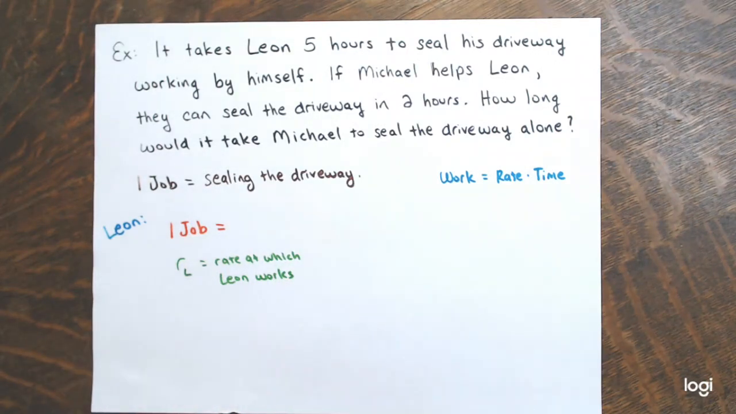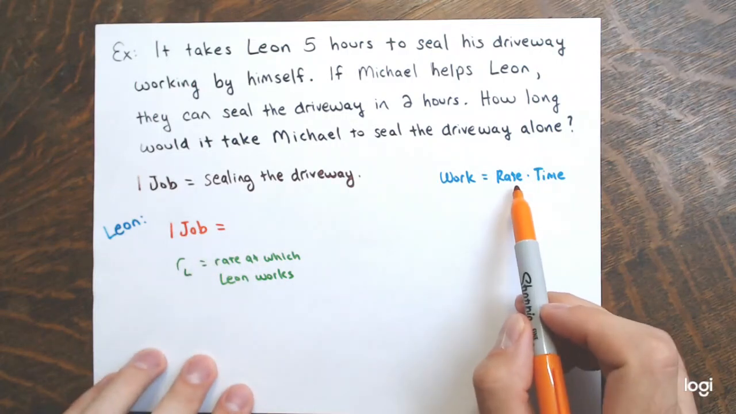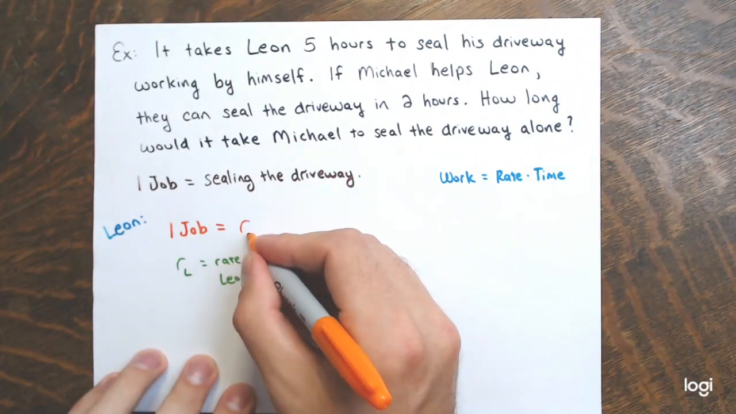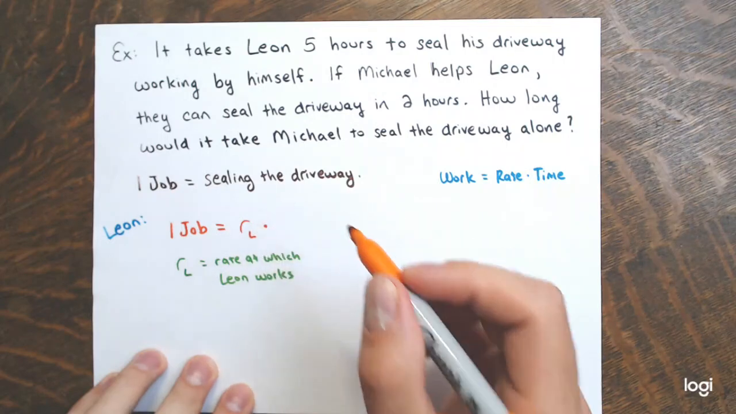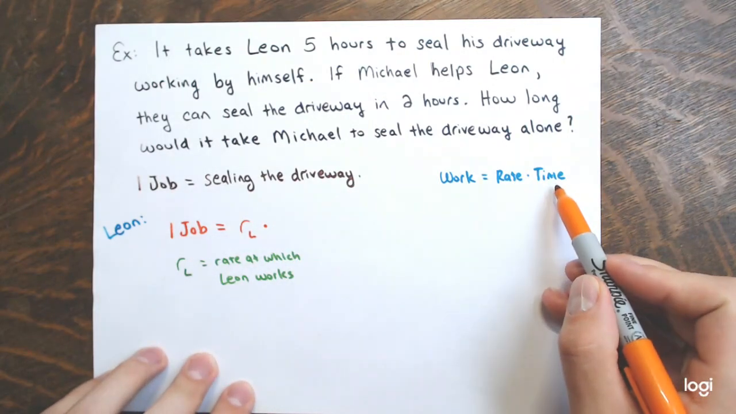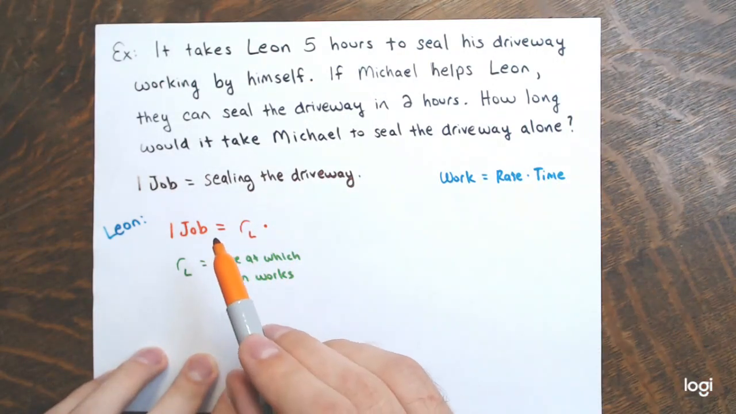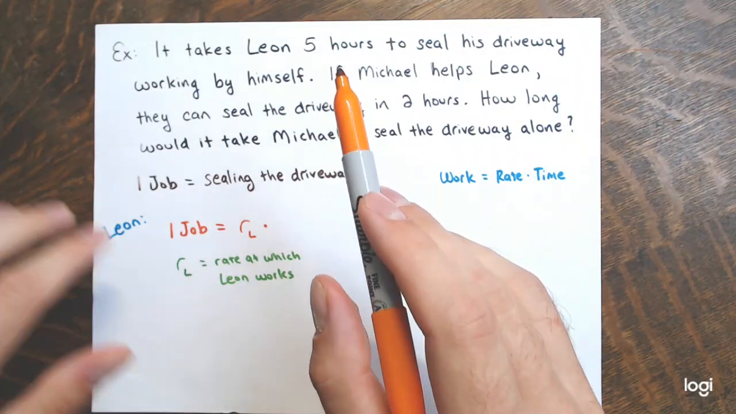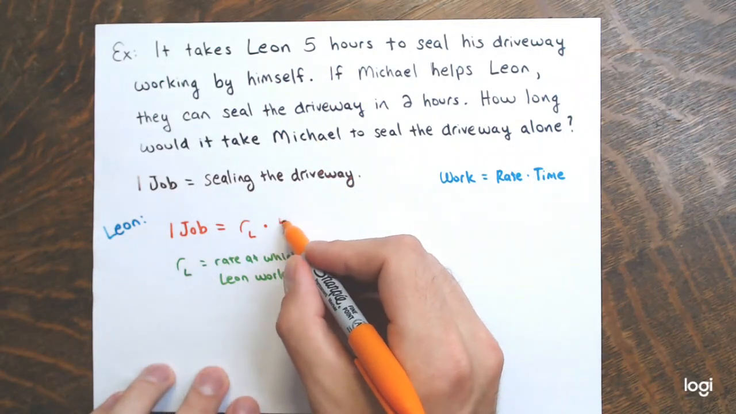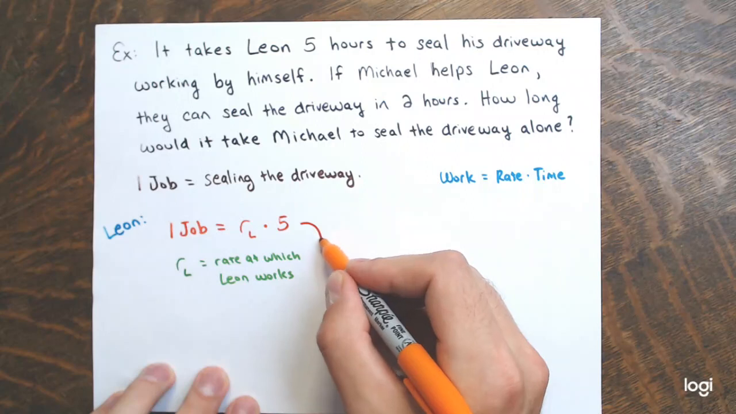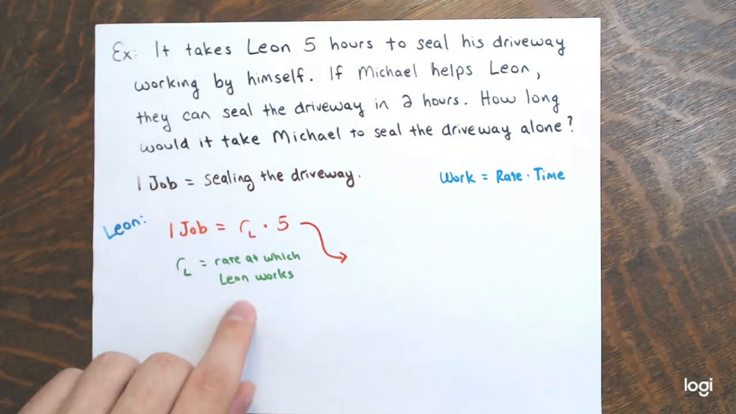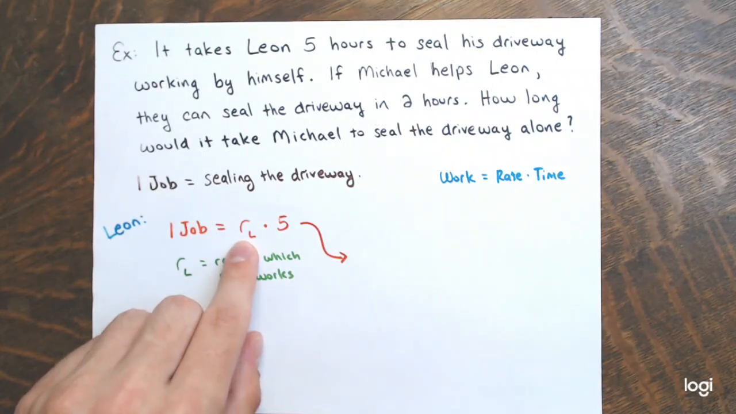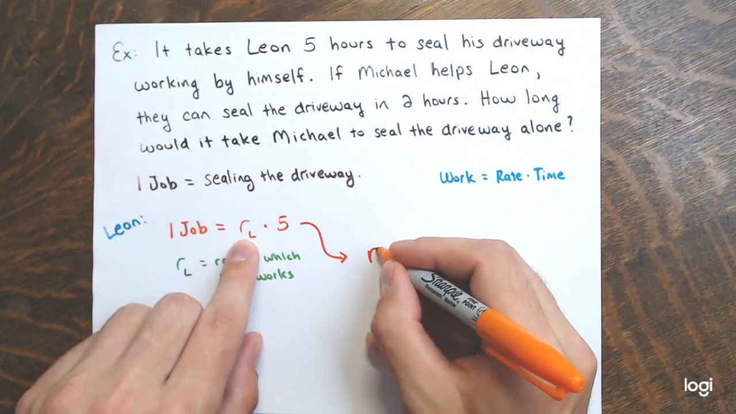Okay, so I got this one job equals the rate at which Leon works. I'm calling this R sub L multiplied by the time that he can do the job in. The time it takes him to do this one job of sealing the driveway is 5 hours. They mentioned 5 hours, so times 5, and then hopefully you can see that from this I can very quickly find the unknown, the rate at which Leon works.